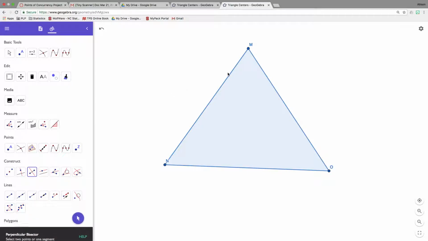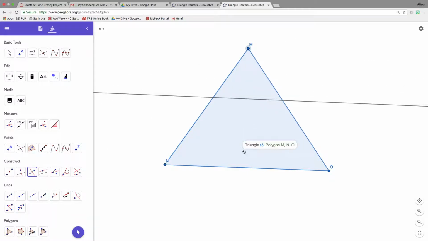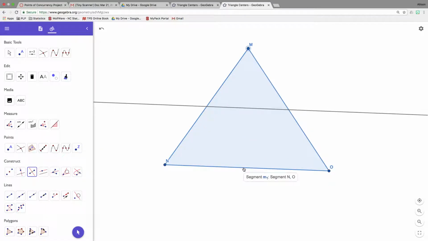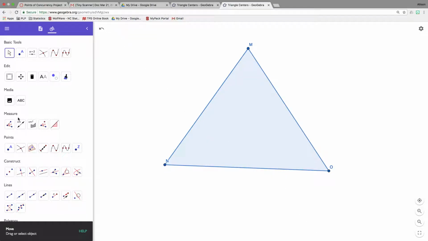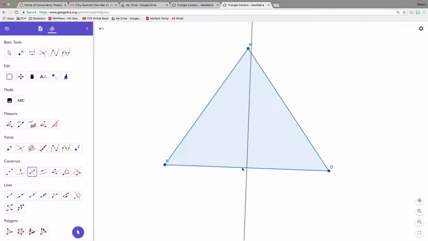Perpendicular bisector. So what we're going to do is we choose the vertex we want to come from. Oh shoot. Select 2 points or one segment. Oh no, it doesn't come from a vertex. Sorry. You just select the segment that you want. That makes sense. It can't come from a vertex. There we go.